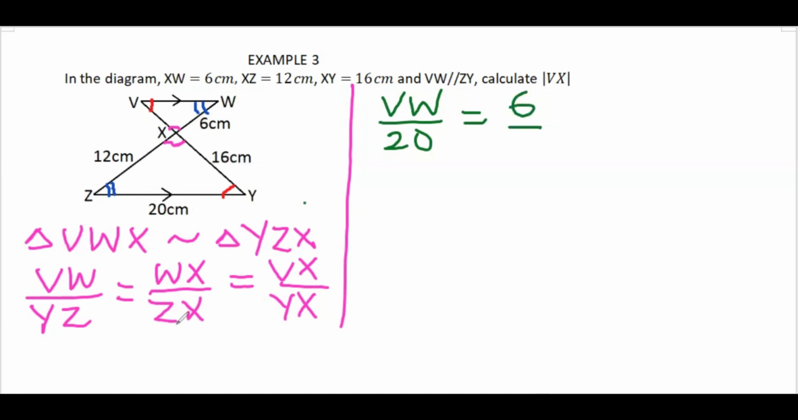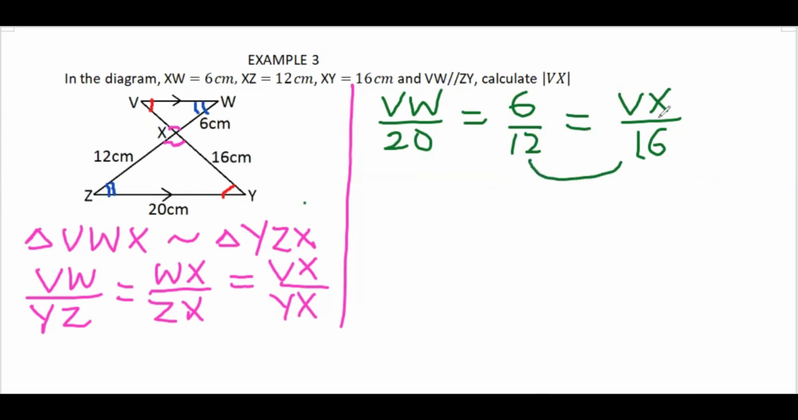That is 6 over ZX. ZX. Where is Z? This is X. 12. Equals to, lastly, VX. That's what we are finding. VX divided by YX. And what is YX? That is 16. Suppose VW was what we are finding, we would have equated these two ratios and solved. But since it is VX we have to find, we equate these two ratios and solve.